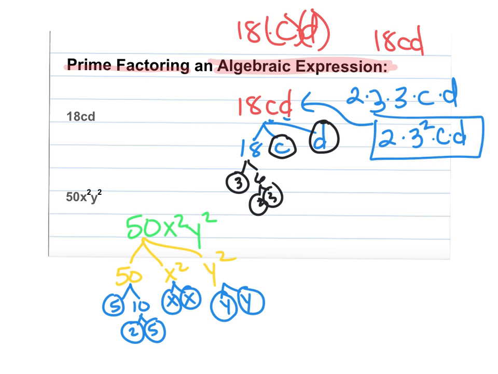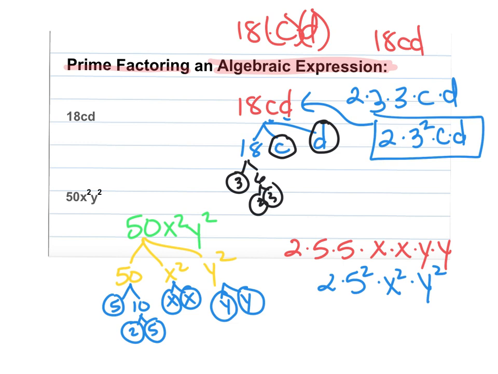And so then I can write that out, listing as 2 times 5 times 5 times x times y times y. That is the product of primes, also written as 2 times 5 to the second power times x to the second power times y to the second power.